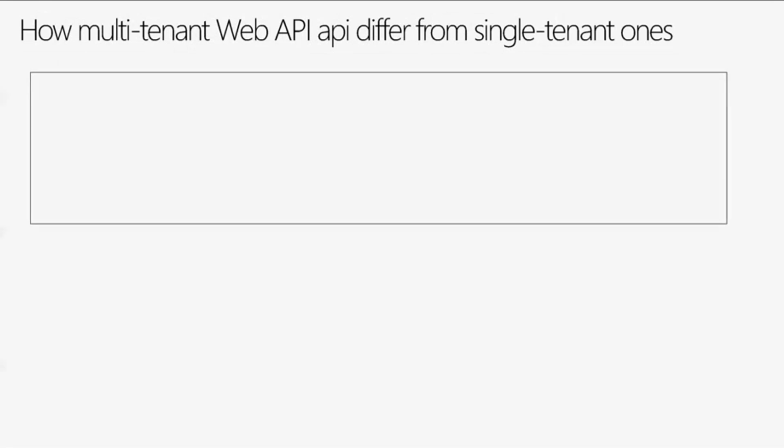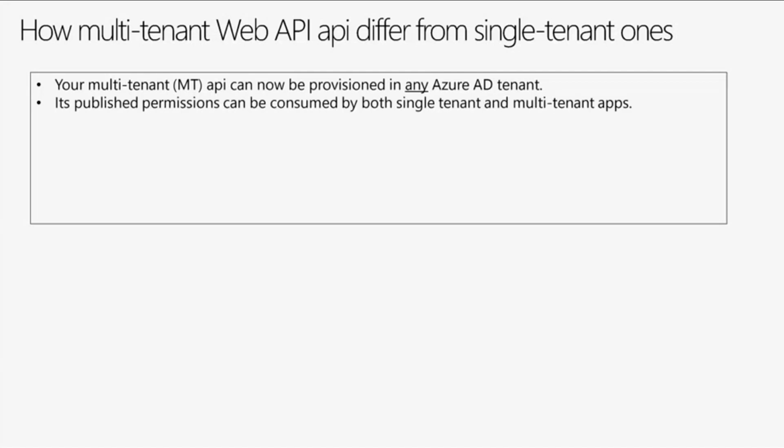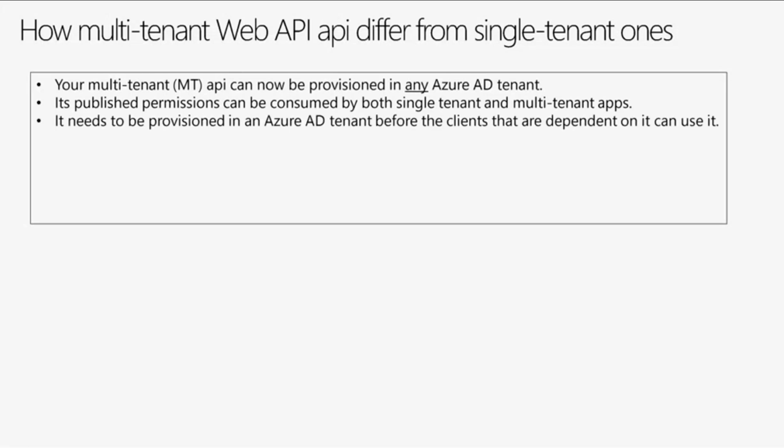Okay. Some more discussions on how a multi-tenant web API differs from a single tenant one. As I said, like a multi-tenant web application that signs in users, it can now be provisioned in any Azure AD tenant. The permissions or the scopes, the delegated and application permissions that you have exposed, can be consumed by both single tenant and multi-tenant apps now. So once your web API is provisioned in a certain tenant, both single tenant and multi-tenant client applications in that tenant can actually call you. It also requires it to be provisioned.